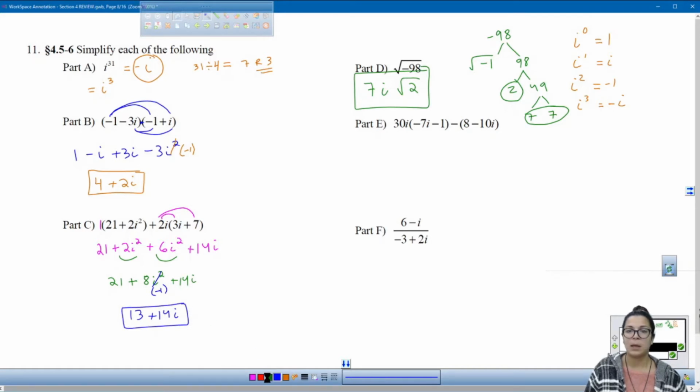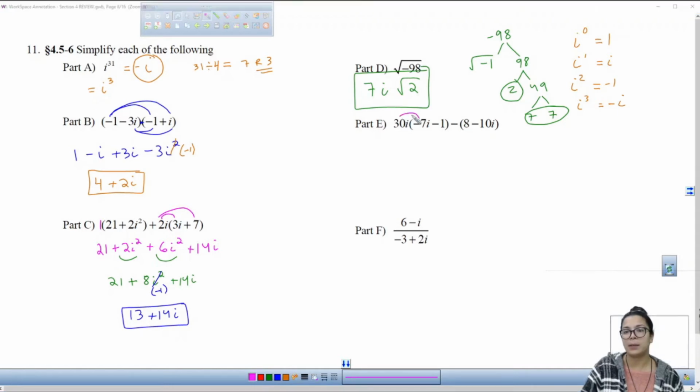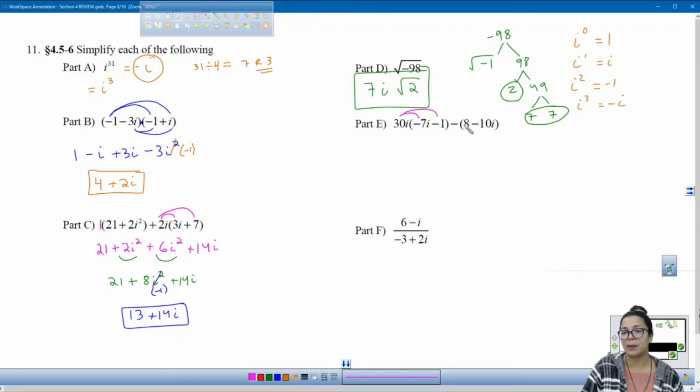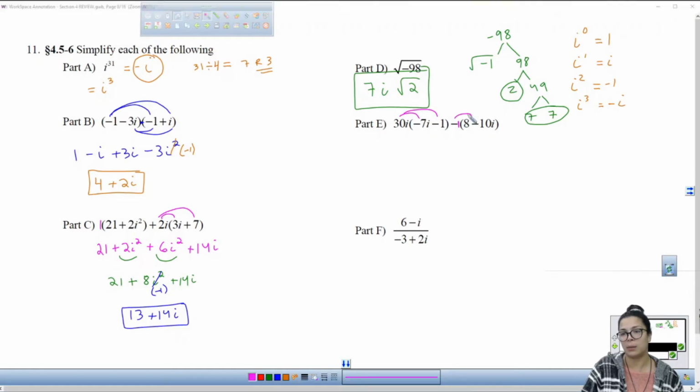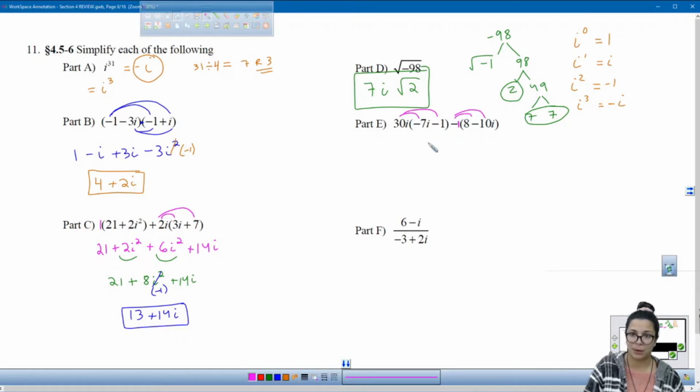Okay, moving on to part E. On part E, we have something similar, well, I shouldn't say the same, but similar to what we just did on part C. We have a coefficient here that we need to distribute before we can bring that out of parentheses, and there's a -1 here that we need to distribute before we bring that out of parentheses.